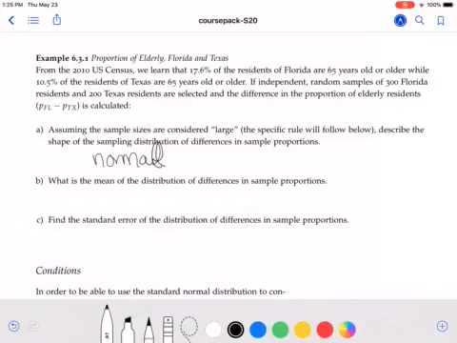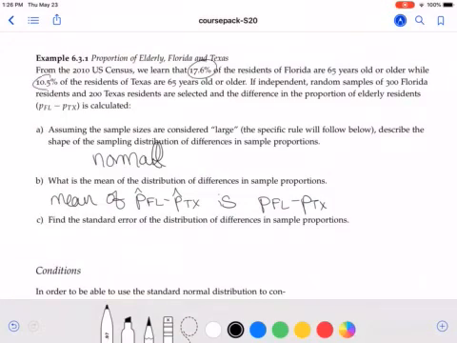What is the mean of the distribution of the differences in sample proportions? So the mean, or where we're centered, of the difference in the two sample values is going to be at the population value, which is the difference in the two population values. These numbers that were given up here are population values because they're from the census, which is everybody. So this difference would be 0.176 minus 0.105, giving us 0.071. So if we looked at a graph of these sample values, it should be centered at this mean of 0.071.